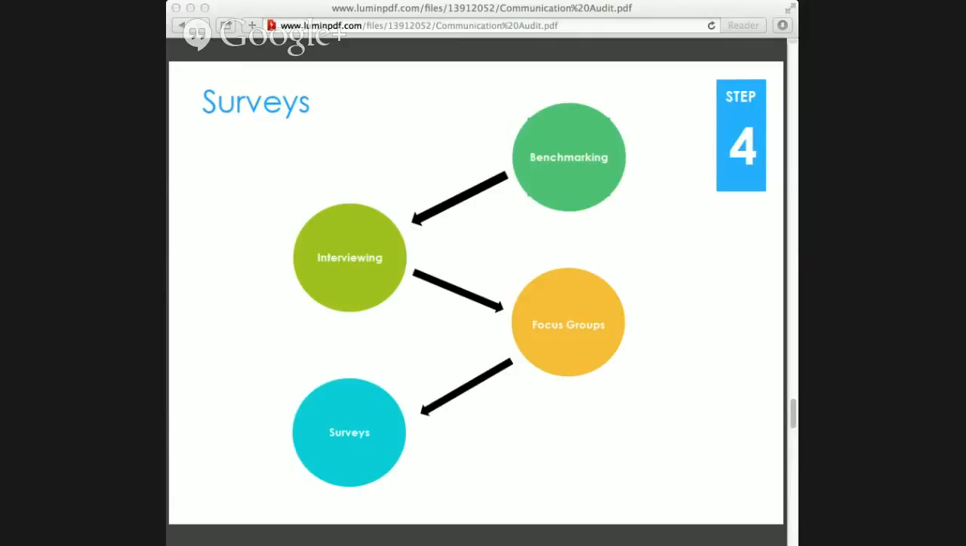So for example, in a company of 1,000 hourly employees, you should pass out about 300 surveys to hourly employees. And again, it's going to be randomized. So provide each hourly employee with a number and use a random generator, such as randomizer.org, to select the individuals for you and then pass out the surveys to those individuals.